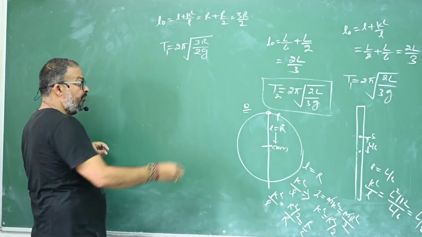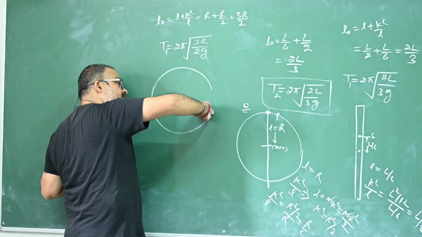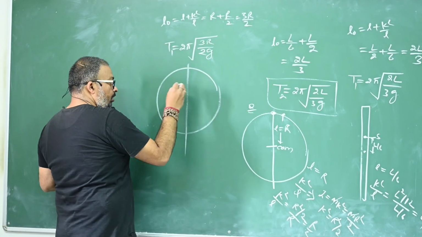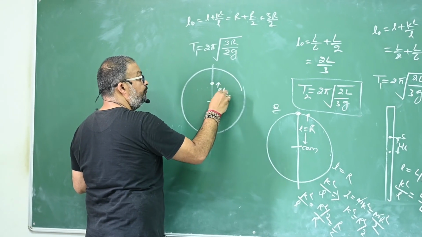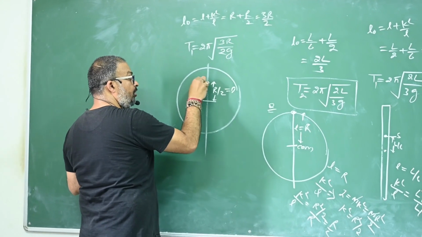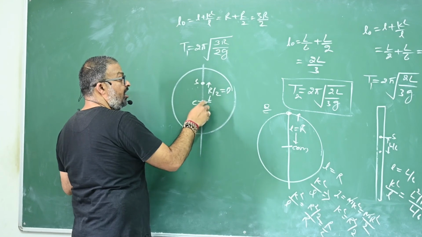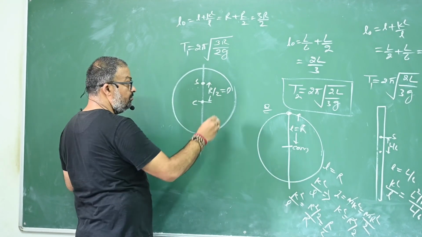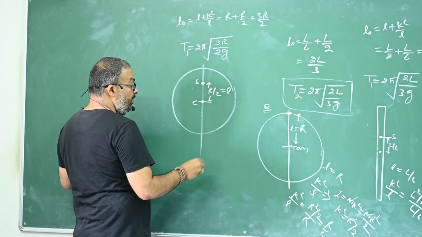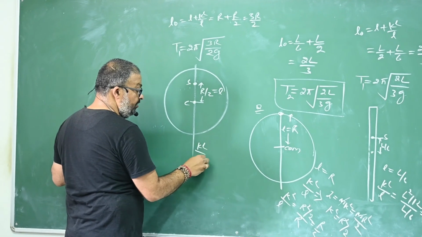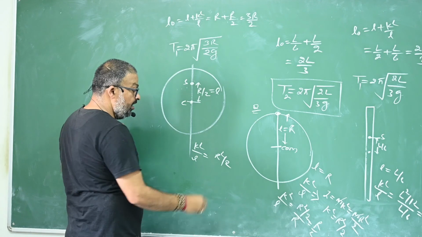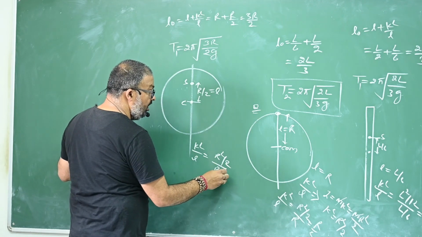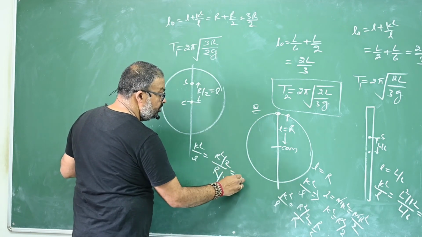Okay, again the same circular disc, now suspended from a point at a distance R by 2. So the point of suspension is at a distance R by 2 from the center of mass, right? So this is L. And what will be K square by L? K square is R square by 2, as we found there, upon L, L is how much? R by 2. So it is equal to R.